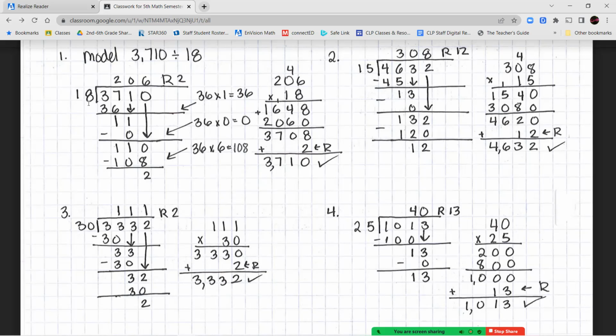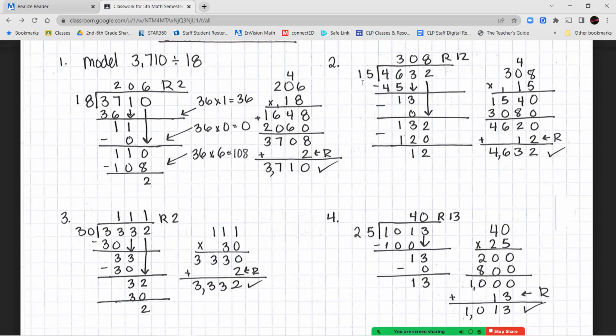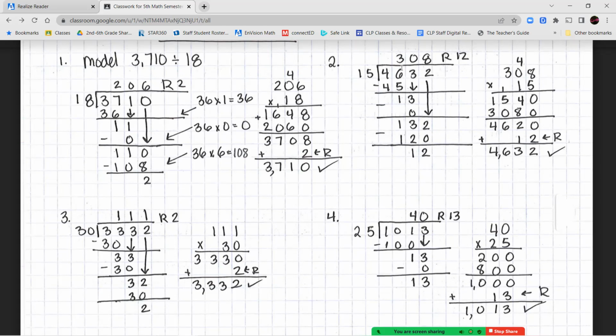18 goes into 110 6 times. So 18 times 6 is 108. And I'm left with a remainder of 2. So to do my inverse operation, I'm going to do that 206 times 18. I found my partial products, added them together, then I added my remainder of 2, which got me back to 3,710.